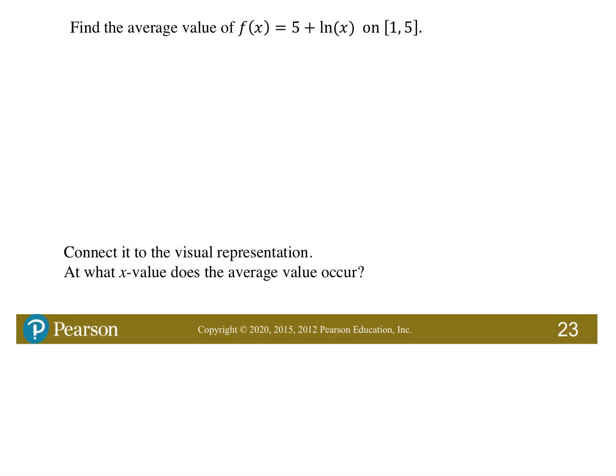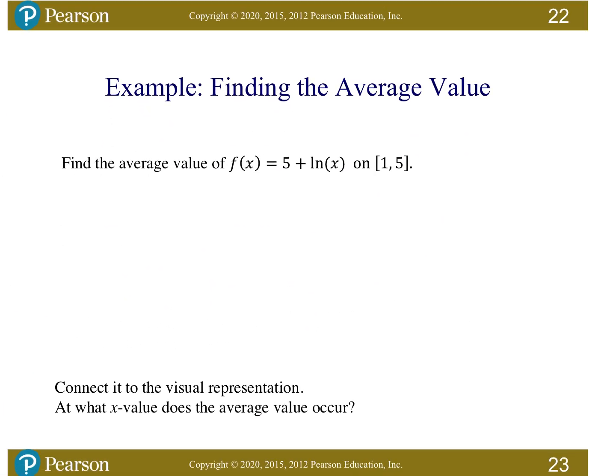All right, last one. Find the average value of 5 plus natural log of x on 1 to 5. So the math will be the integral from 1 to 5 of 5 plus ln x, over the interval length, 5 minus 1.